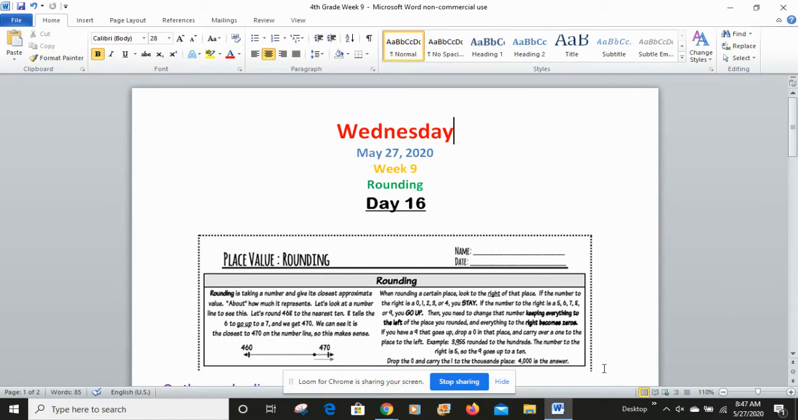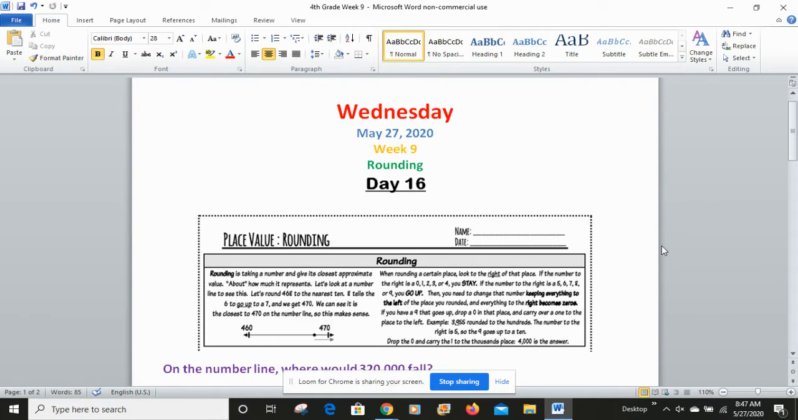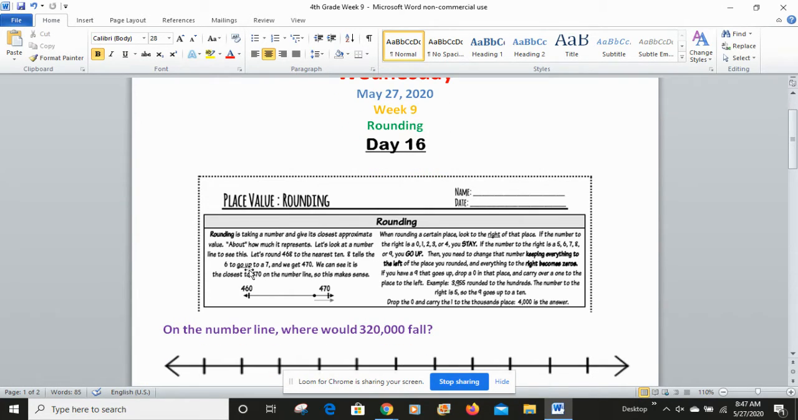And today on our matrix, we're going to be looking at rounding again. And it's always a great skill to know how to round so that you can estimate and maybe check your answers if you're doing addition or subtraction. So rounding is a really, really important skill. And we've talked about different ways to round.